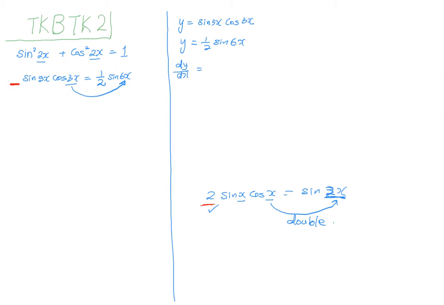One half. Can you please refer to your notes? Junjie, one half. Cos 6x. Okay, sorry. Correct, cos 6x, and then times 6 again, is it? Yeah, you are right.